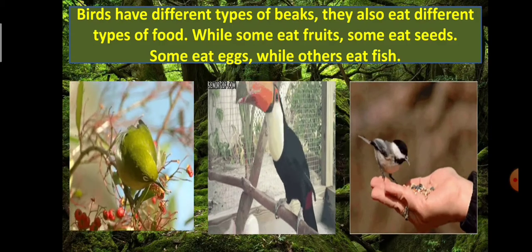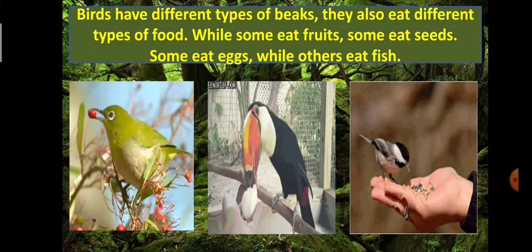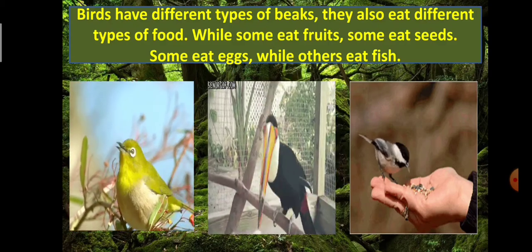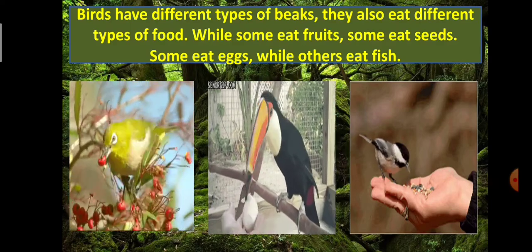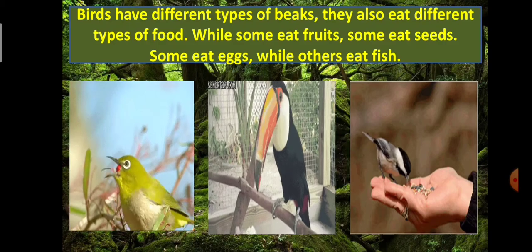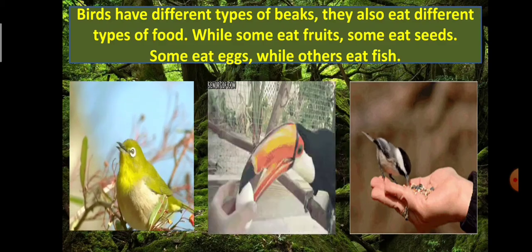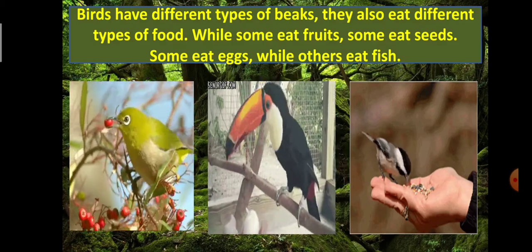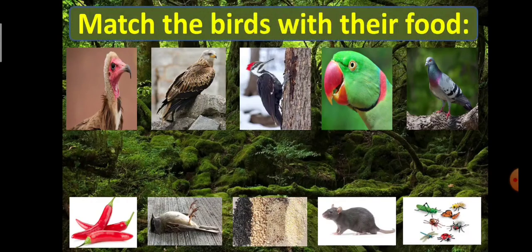Right. So a bird does not have teeth. Everyone knows a bird uses its beak to pick up its food and eat. Birds eat different kinds of food. Some eat fruits, grains and seeds. Other birds eat flesh. The shape of a bird's beak is suited to the type of food it eats. Okay. Now next, match the birds with their food.